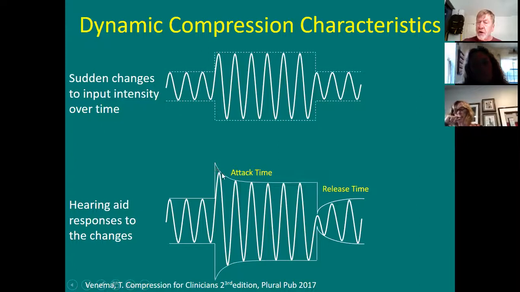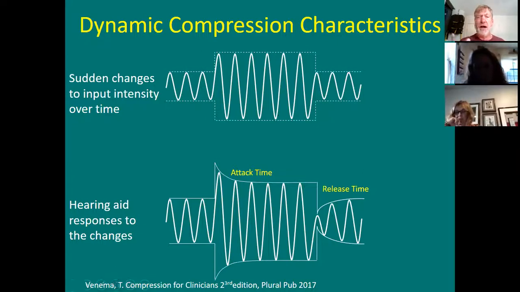Okay, now it's going into compression. And now it stays in compression, and then suddenly the input sound becomes quiet again. So how long does the hearing aid take to relax and back off and go out of compression? And this is a very familiar diagram.